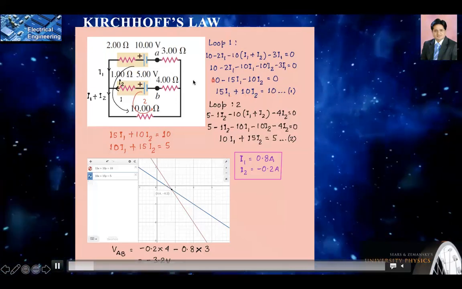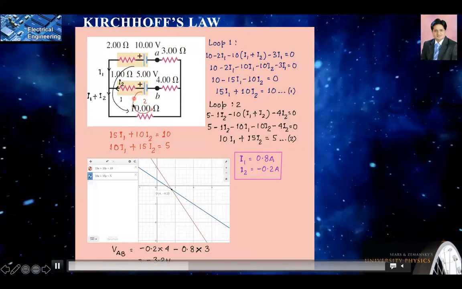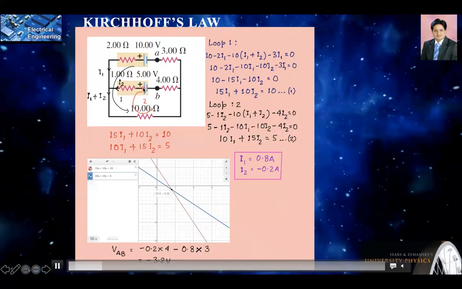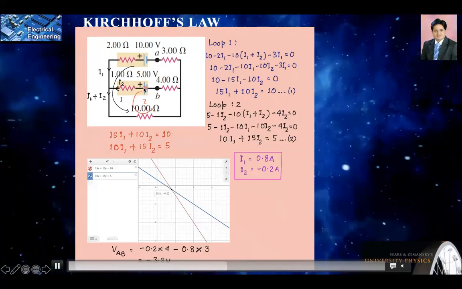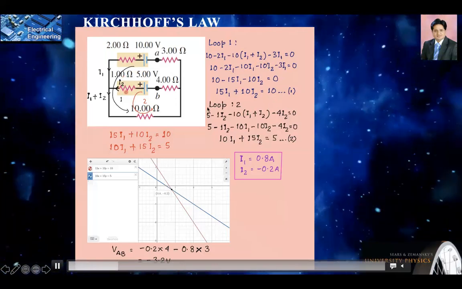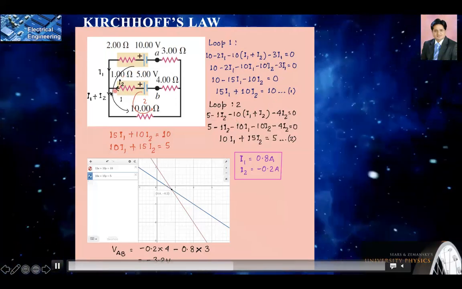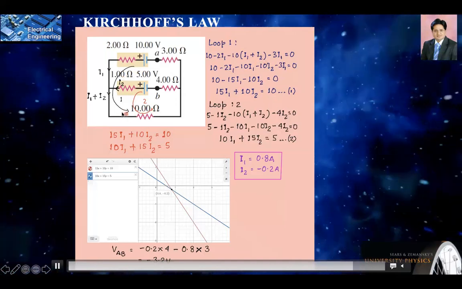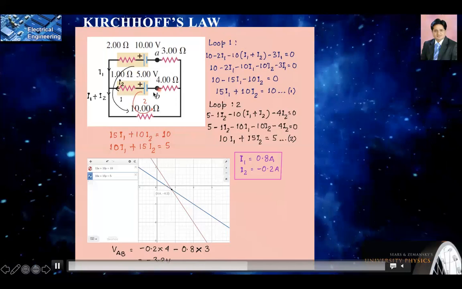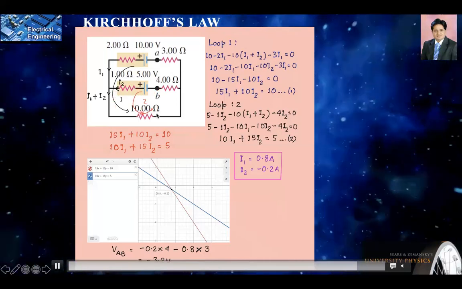All right. Let's talk about the second loop. You have this loop here. In this loop, we are starting from here. So this is negative and this is positive. So this is positive 5 volts. So 5 minus 1 I2 minus 1 I2. And they both now combine together here. So that becomes minus 10 times I1 plus I2 and minus 4I2 because here I2 current is flowing in this loop.